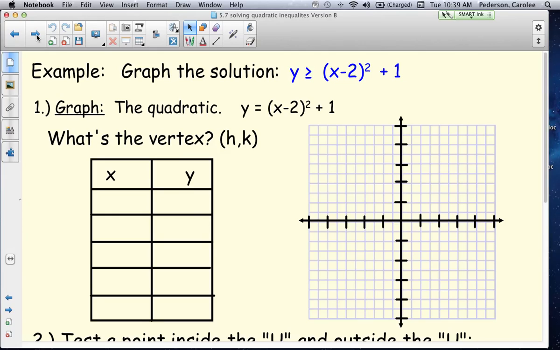So step 1 is think of this as a quadratic equation. And we want to identify first the critical point. The critical point is the vertex of the function. I'll give you some time to write that down.